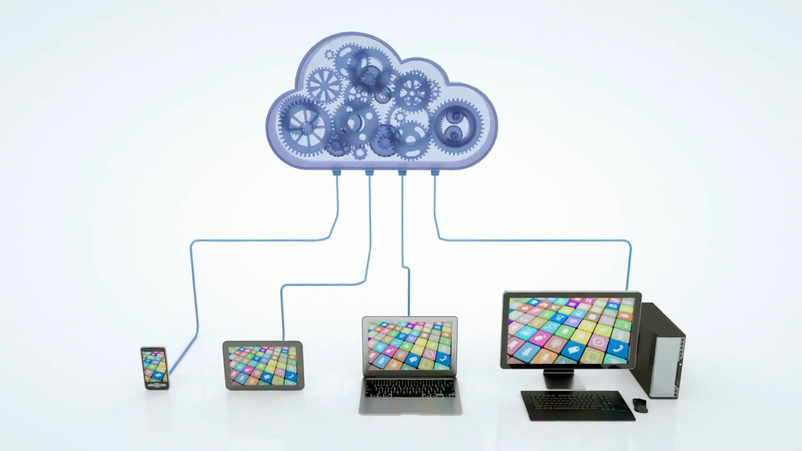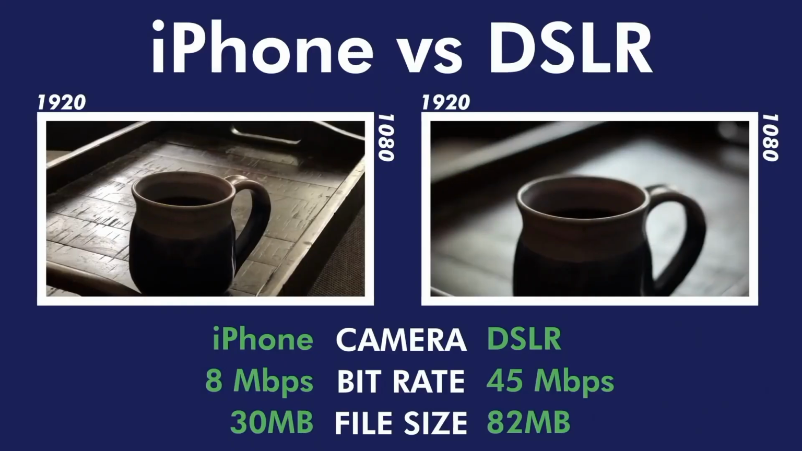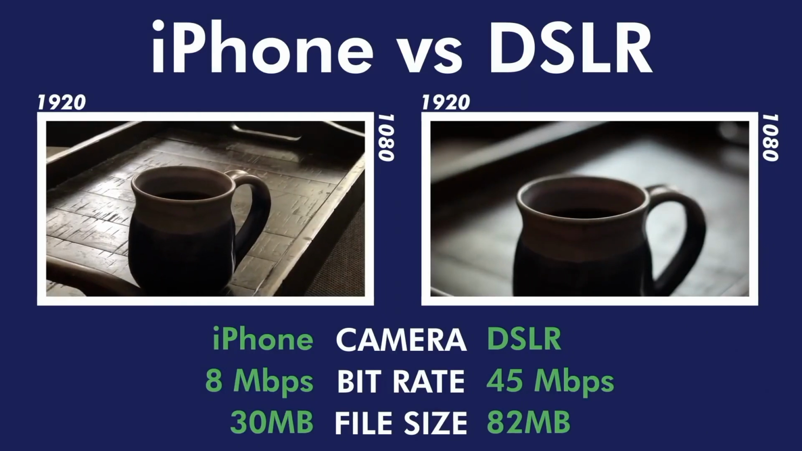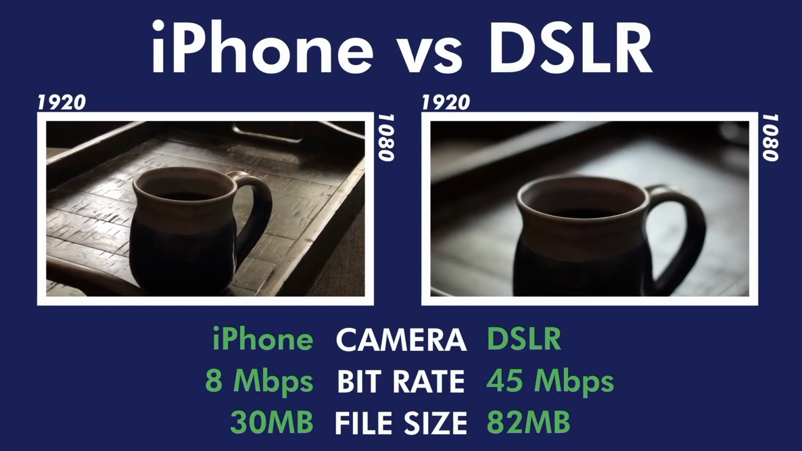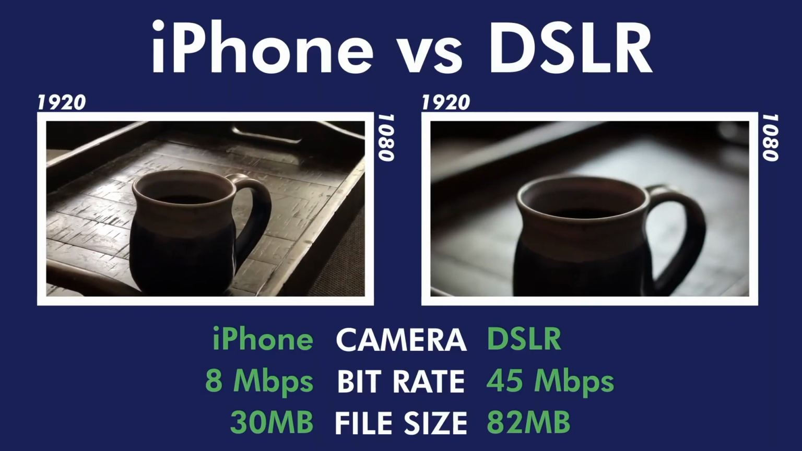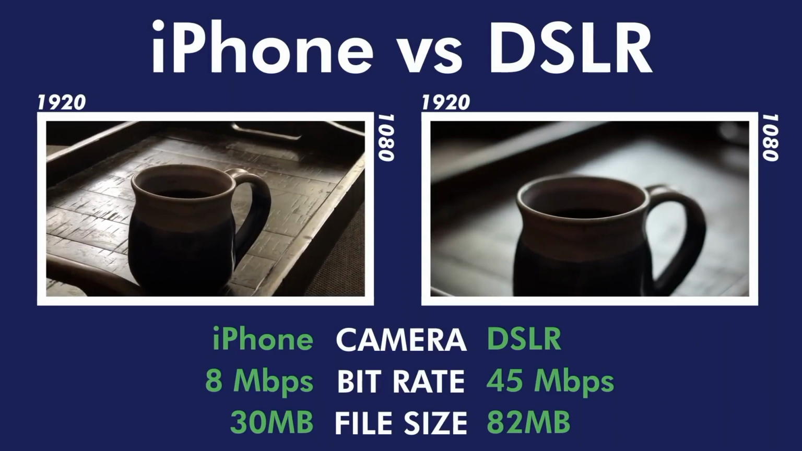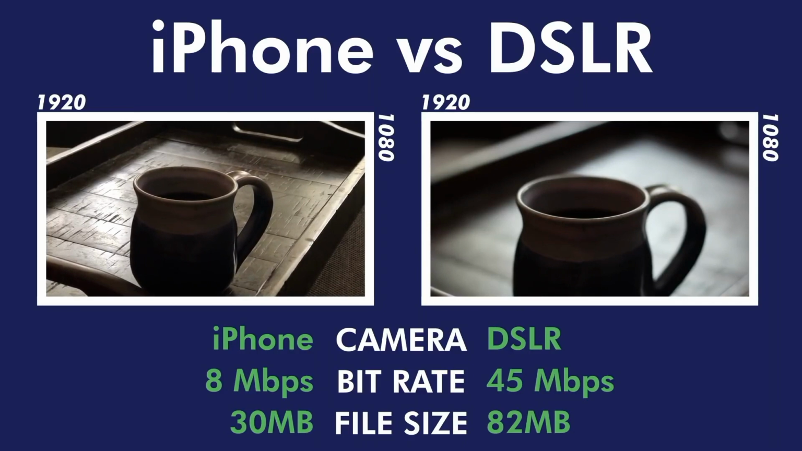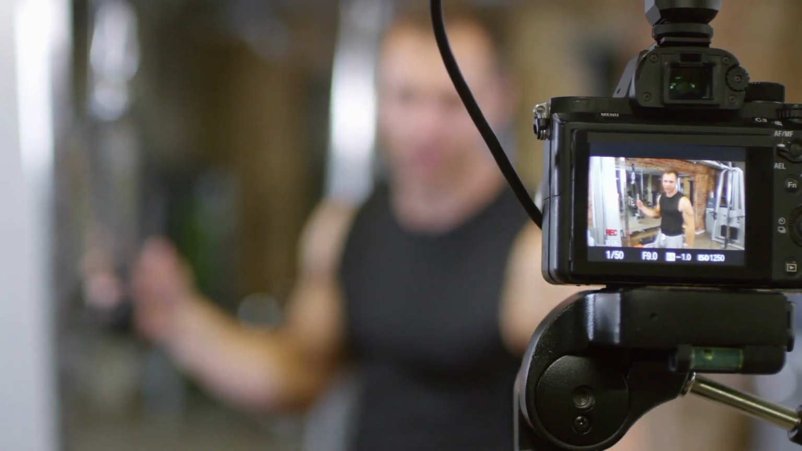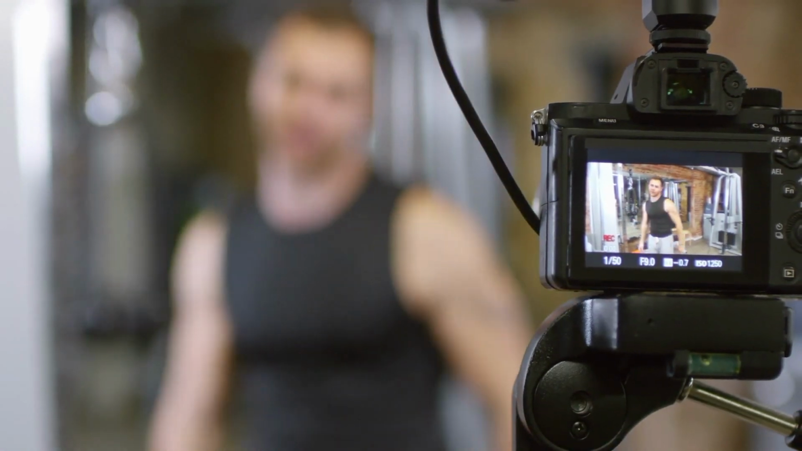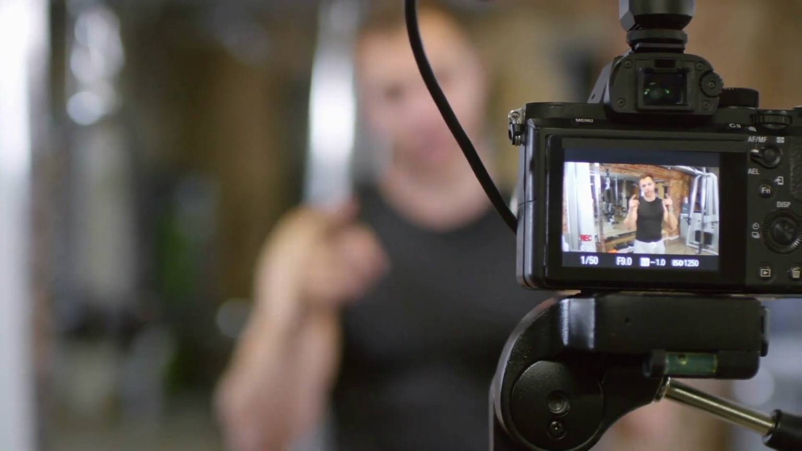Let's look at the iPhone versus the DSLR. They both have 1920 by 1080, but they both shoot at different bit rates, meaning they're putting different data out per second. Depending on what camera you use, it might come out different or look different. It just depends on what you're using and how you use it. But the bit rate is a large factor in this.